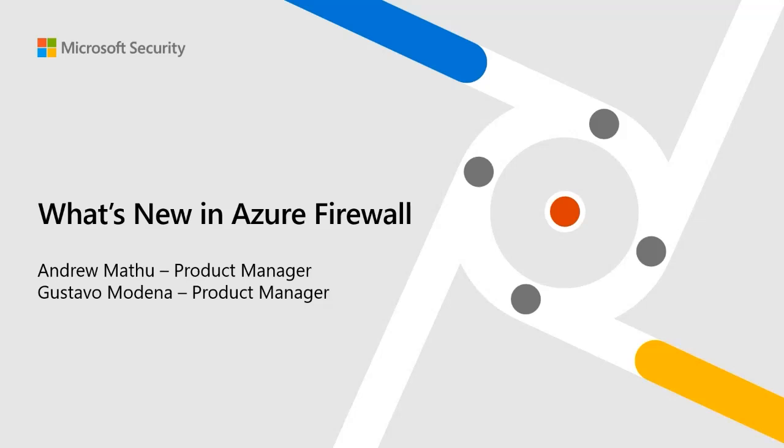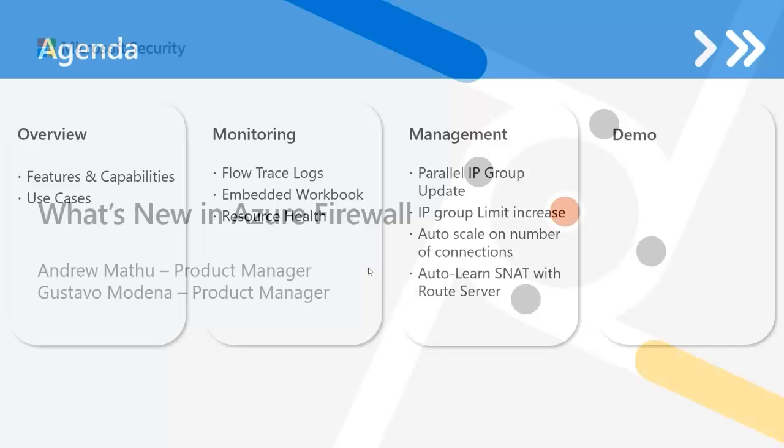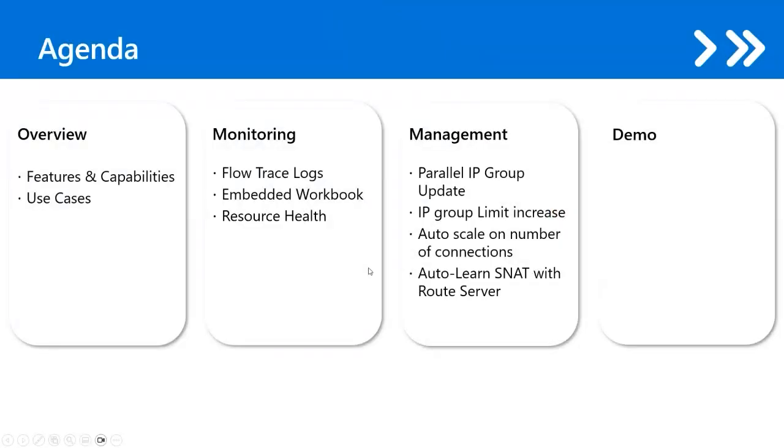During this session, we're gonna have this agenda. So this is what we have planned. We are going to do an overview of Azure Firewall and its capabilities. We're gonna briefly talk about use cases, and then we will start talking about the features. We have separated the features in two sections here, one for monitoring and the other one for management. And towards the end, we're gonna have a demonstration showing a little bit more about these new features.